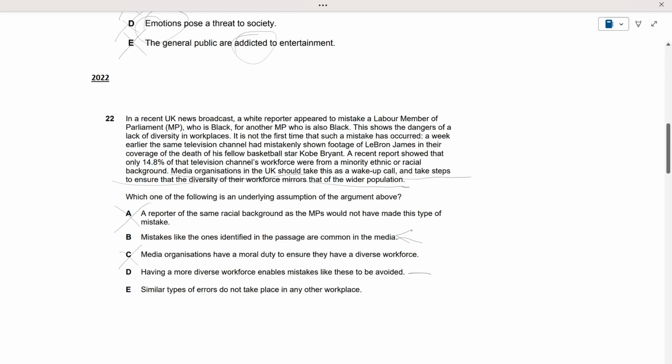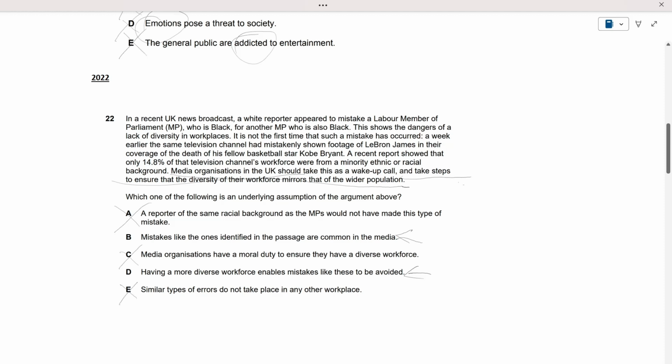D, having a more diverse workforce enables mistakes like these to be avoided. That's very convincing because it's saying, we don't want these mistakes to happen, of people being called someone that they're not. So media organisations should increase diversity. But at no point does it actually say that will fix the problem. And so D looks very convincing as an assumption, but we have also put an arrow by B, so we'll check at the end.